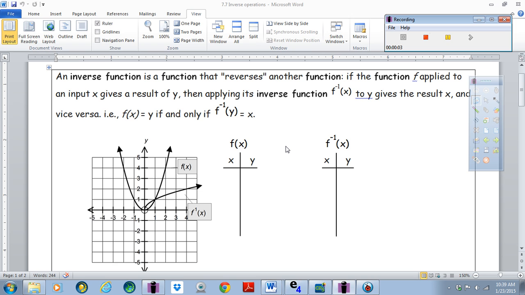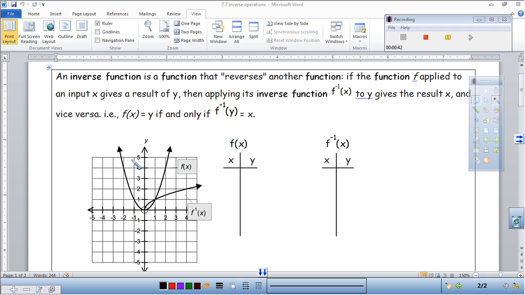Okay, an inverse function is a function that reverses another function. If the function f applied to an input x gives a result of y, then applying its inverse function, the inverse of f, to y gives a result x, and vice versa. So if you plug in a number, you'll get an output number. Does that make sense? And if you plug that output number into your inverse function, you'll get the input number. Okay? Which makes no sense to you at all, so we're going to demonstrate.